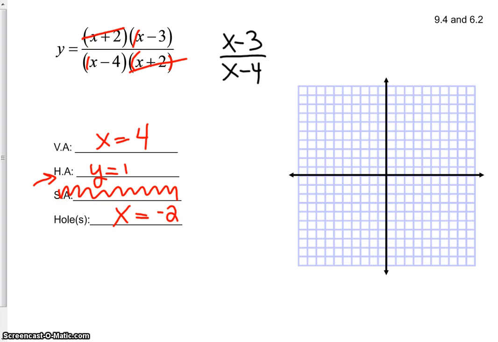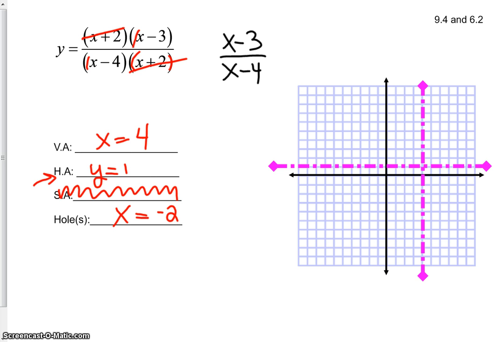So what you do with this is you say, okay, for my vertical asymptote of x equals 4, 1, 2, 3, 4, I am right here. Okay? All right. There we go. I wanted to extend that. For the horizontal asymptote, I am at y equals 1, so I'm right here. There we go, at y equals 1. So there's my horizontal asymptote.